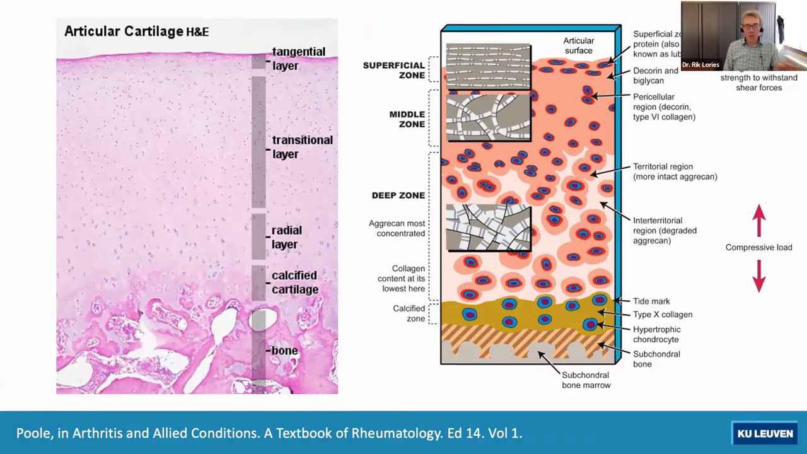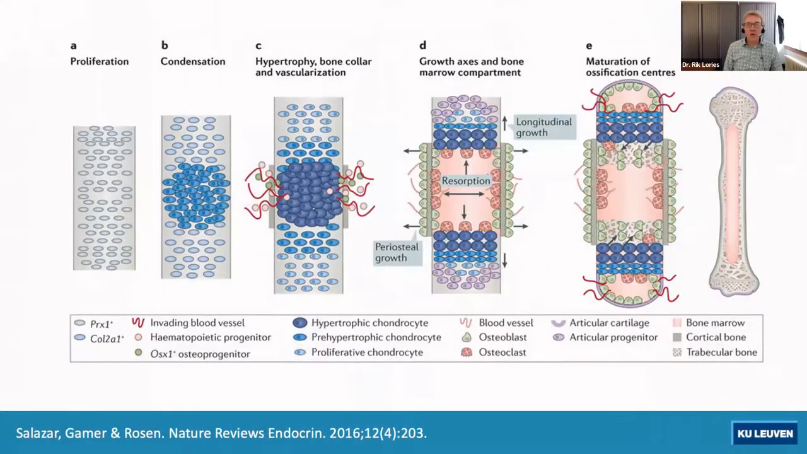Now, the fact that we have a unique cell type within that tissue and that we largely have a non-vascularized tissue makes this a very interesting tissue to study, and obviously with impact on important disease processes. Now, the articular chondrocyte is not the only chondrocyte. There's another type of chondrocyte that is also very interesting to know about, to understand the biology of, and that is the developing chondrocyte.